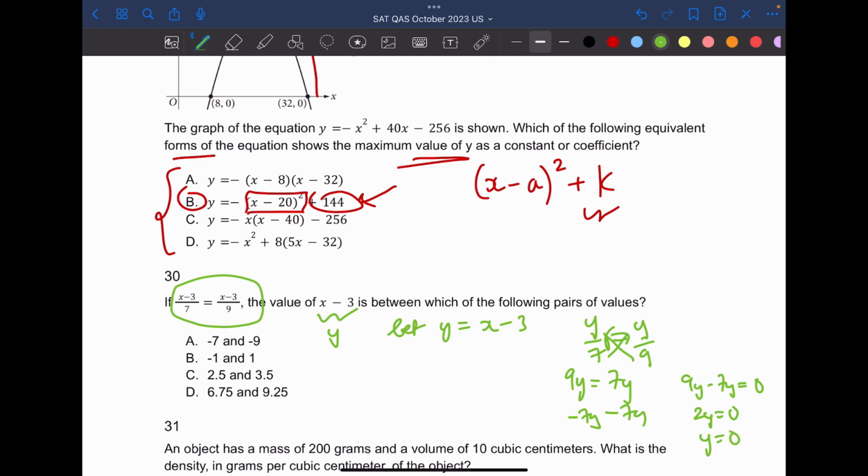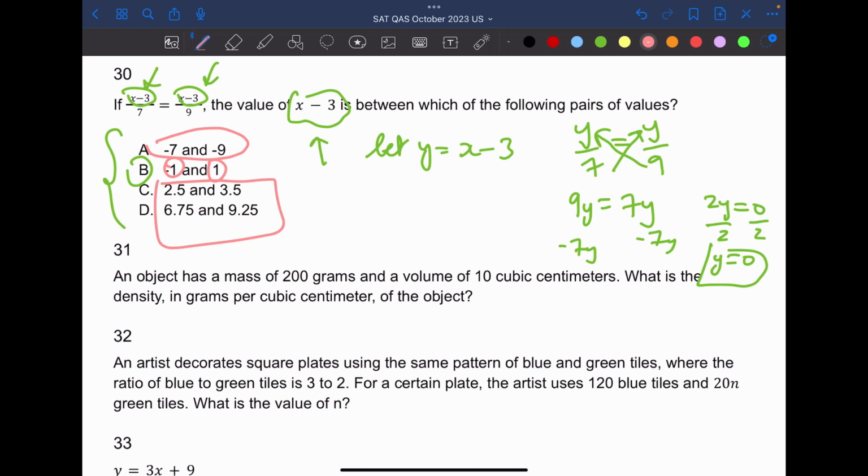So if y is equal to 0, between which two values does the value of 0 exist? It must exist between a negative value and a positive value. So the answer must be B, because negative 1 and 1, between those exists a 0. Okay, so that's it for question number 30.